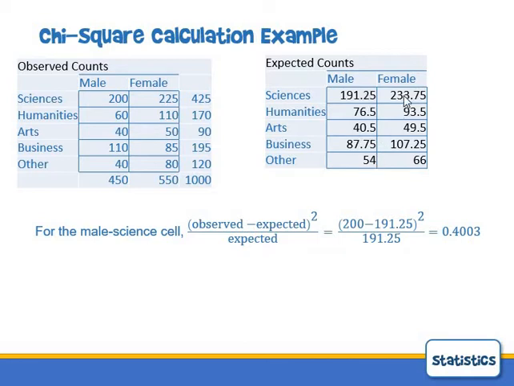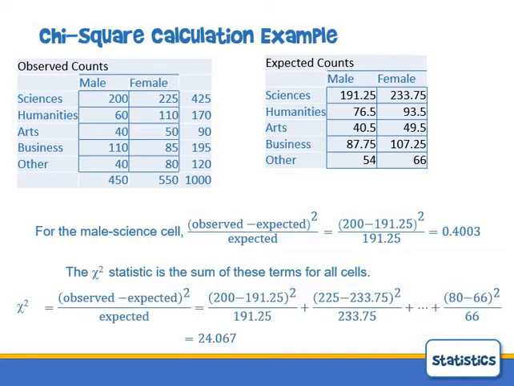And you would do that, in this case, 10 times. You would do it for each cell. Add them up, that's the chi-square test statistic. And so I've shown a few of them here with the dot dot dot meaning do it for all of them. Add it up, and in this case it turns out the chi-square test statistic is 24.067, which is pretty large. We're going to wind up getting a small p-value here, as we'll see in a minute.